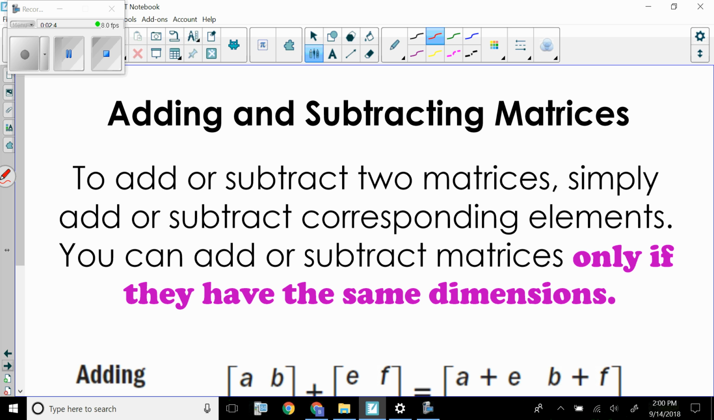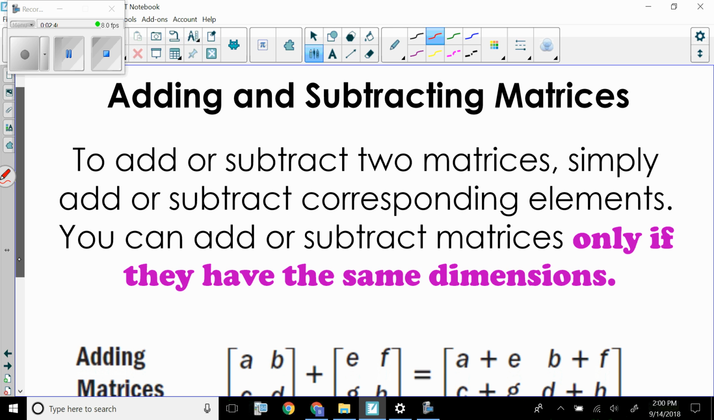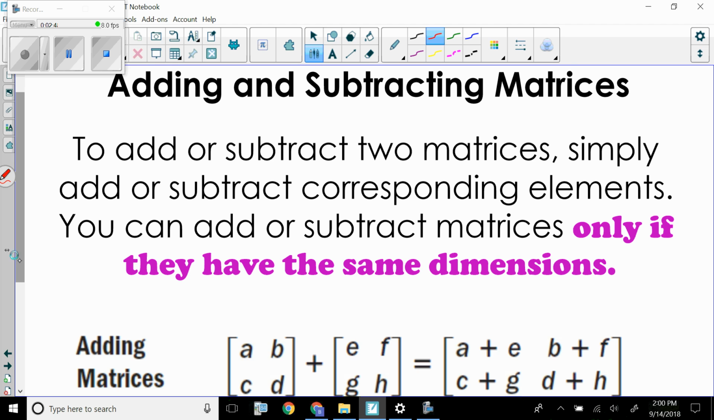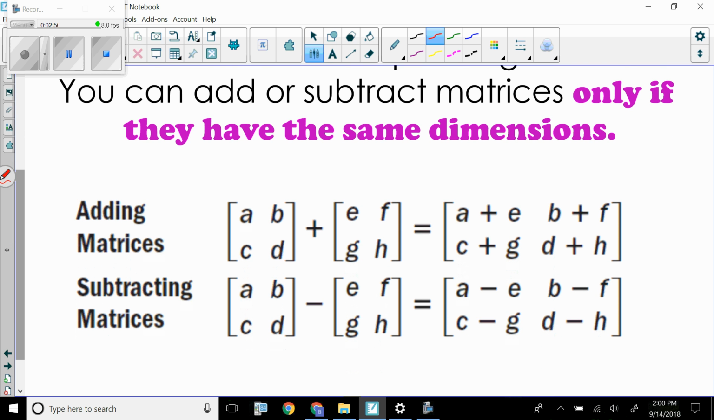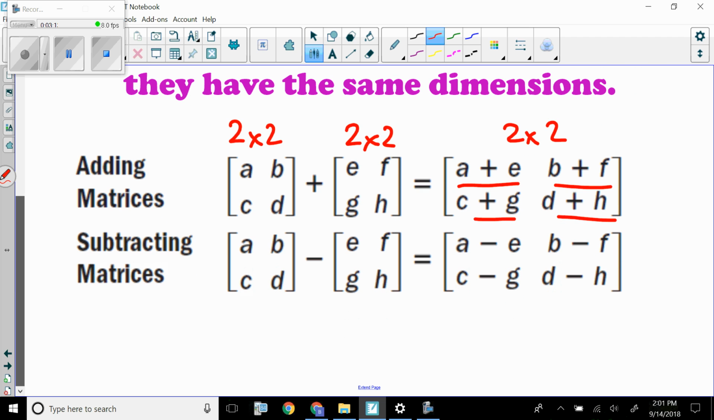Okay, now that you've had a chance to write it down, when you're adding or subtracting, they have to be the exact same dimensions. Here when I'm looking at this addition, this is a 2 by 2 matrix plus a 2 by 2. They are the exact same, so I can add them. At the end, I will have the same type, 2 by 2. It's really quite easy. You're just adding each individual element.